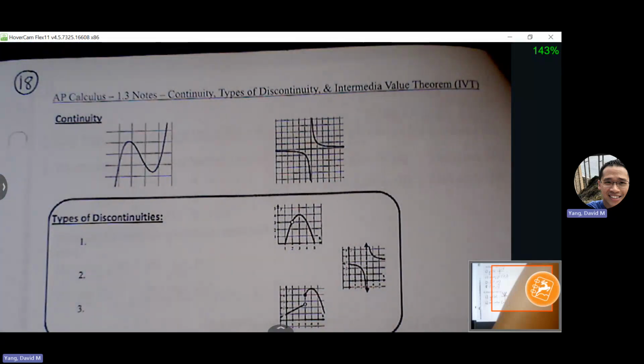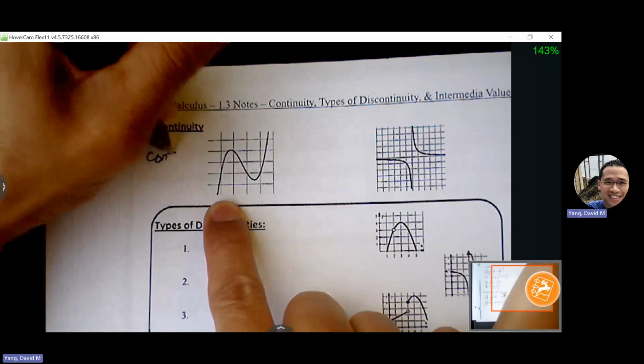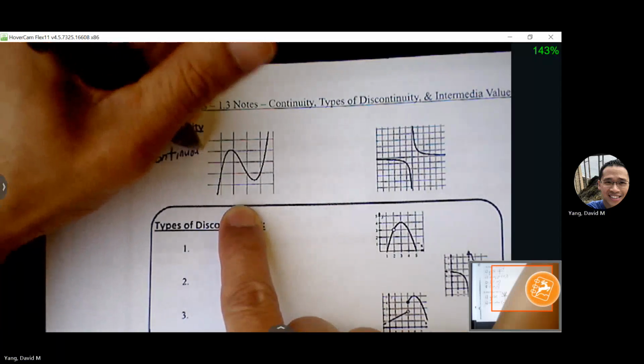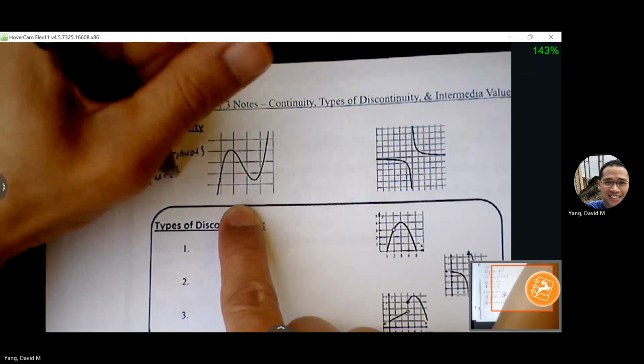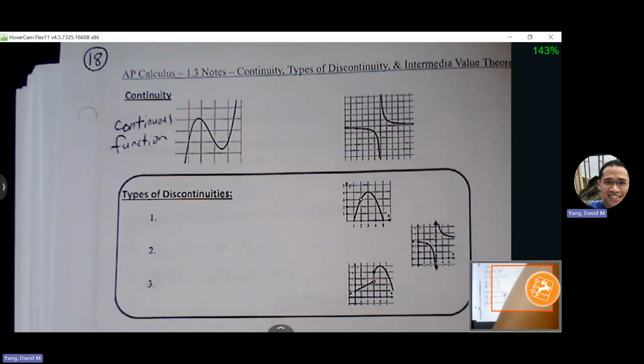So a continuous function is simply, can you sketch the graph without having to lift up your pencil? If you can, then a function is continuous. So here, this graph, this polynomial, is a continuous function. There are no holes, there's no asymptotes, there's no sudden breaks in the graph. We can sketch the graph without ever having to lift up the pencil halfway through our graph.